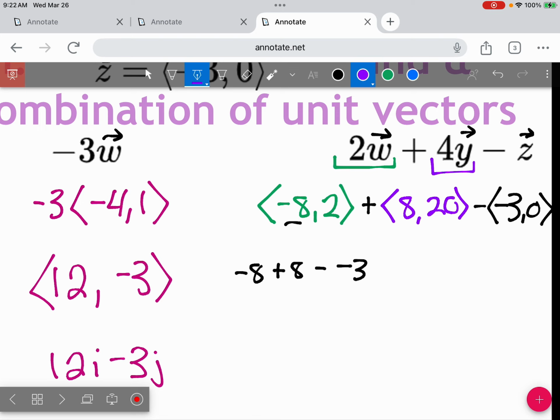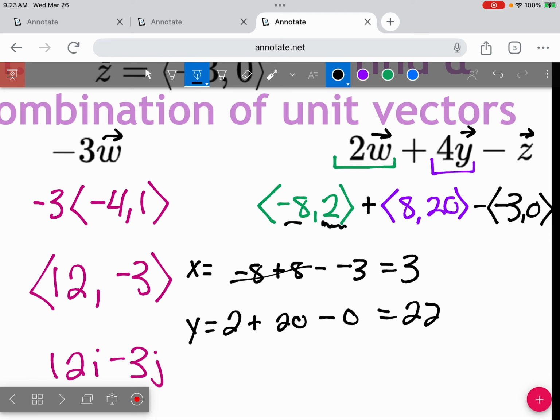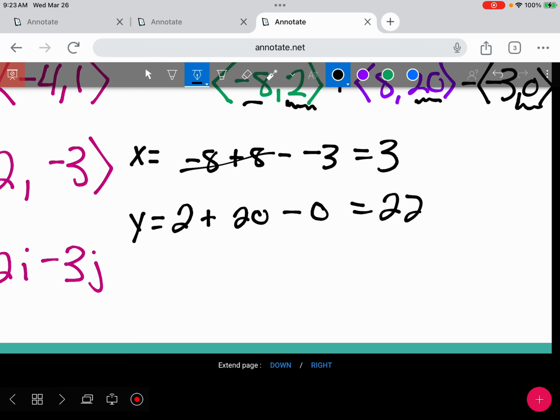As I say, you can do it in a couple of steps. So this is our x's. Our negative 8 and our positive 8 cancel out. We're left with minus negative 3, which is a positive 3. The y pieces, we're going to have our 2 plus the 20 minus 0. That's 22. Because it was the y piece plus this y piece minus this y piece. So the component form of our combined vector here is 3, 22.